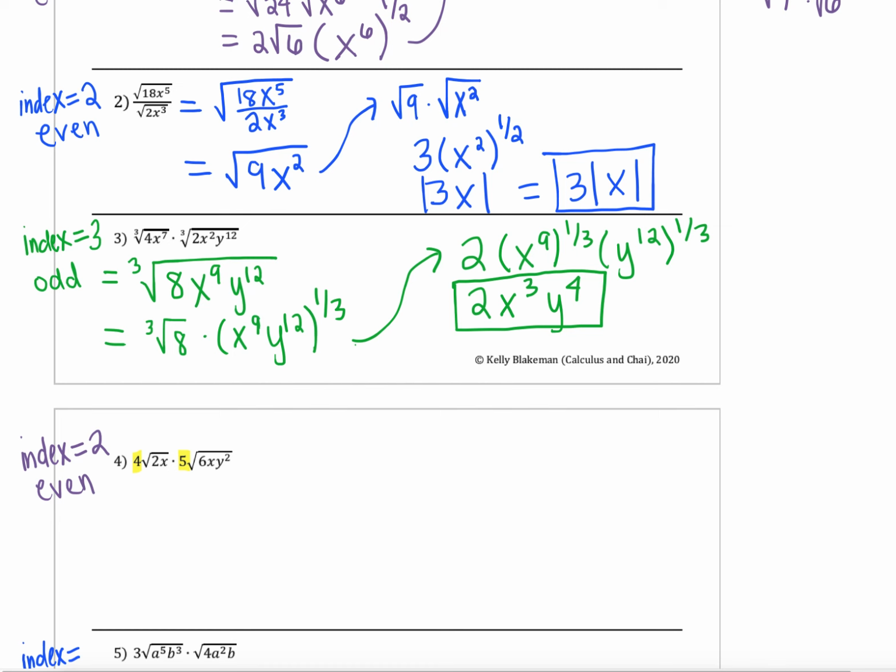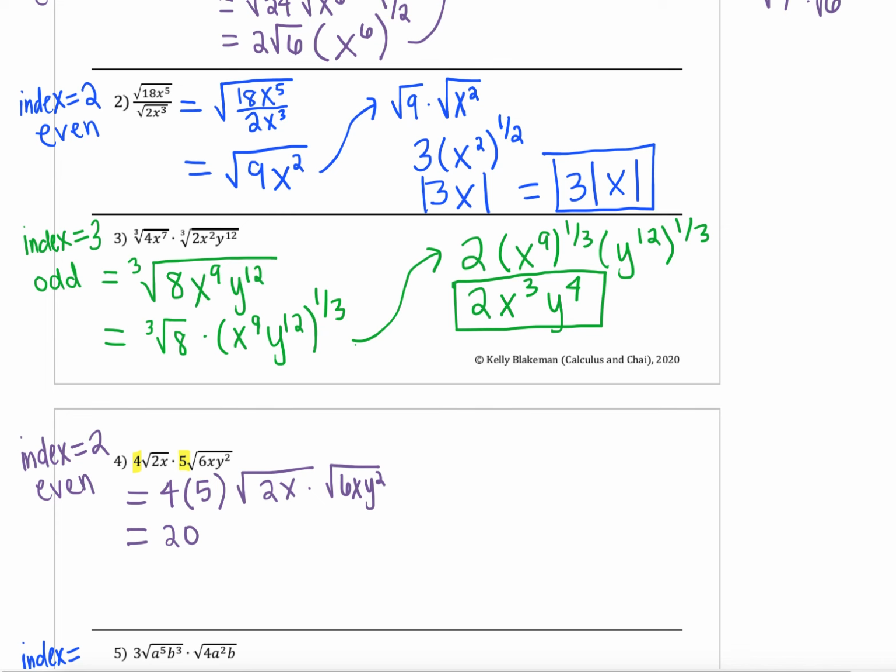What do you guys think we're going to do with the 4 and the 5 that are outside the square roots? In this case, because everything is being multiplied together, we could rearrange this multiplication, because multiplication is commutative, and we could rewrite it as 4 times 5 times the square root of 2x times the square root of our last radical. In this case, we can see that 4 and 5, because they're both outside of the radicals, we can actually combine together and multiply those, and that will give us 20.